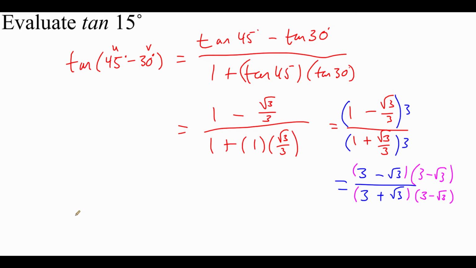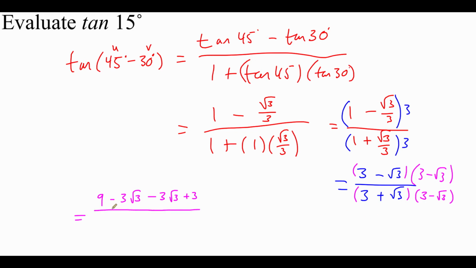So on top, if I take 3 times 3, that's going to be 9. And then 3 times negative root 3 is going to be minus 3 root 3. Negative root 3 times 3 is going to be another negative 3 root 3. And then negative root 3 times negative root 3 is going to be positive 3.